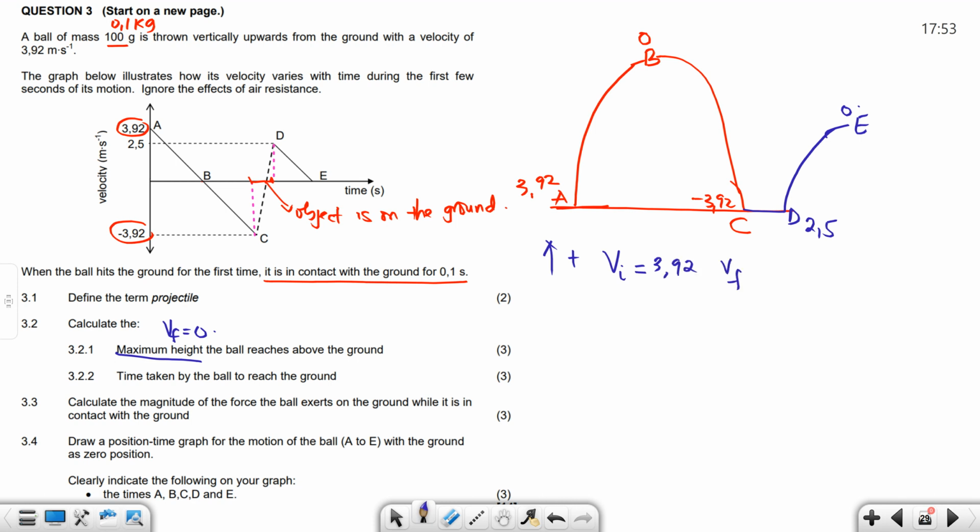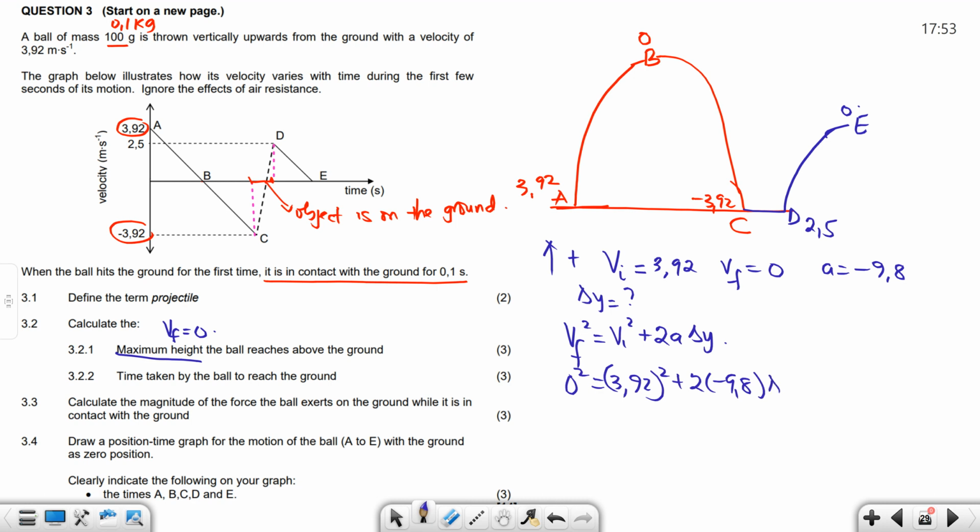3.92. What's our final velocity? 0. What else do we know? Negative 9.8. What are we looking for? Delta y. Do you see a formula? What is it? Vf squared equals to what? Vi squared plus 2a delta y. 0 squared equals 3.92 squared plus 2 times negative 9.8 times delta y. What's your answer? Do we agree? Please confirm.